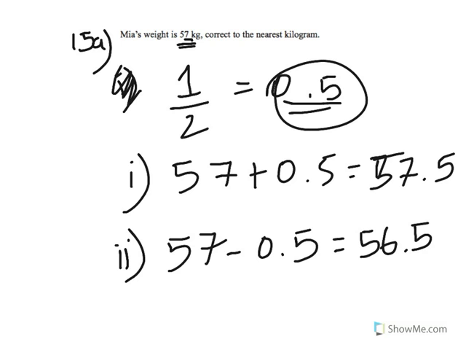Upper bound and lower bound are basically just limits. When her weight was being rounded to the nearest kilogram, it could have either been 57.499, which is just under 57.5, rounded down, or it could have been 56.5 rounded up. So that's what upper bound and lower bound basically are.